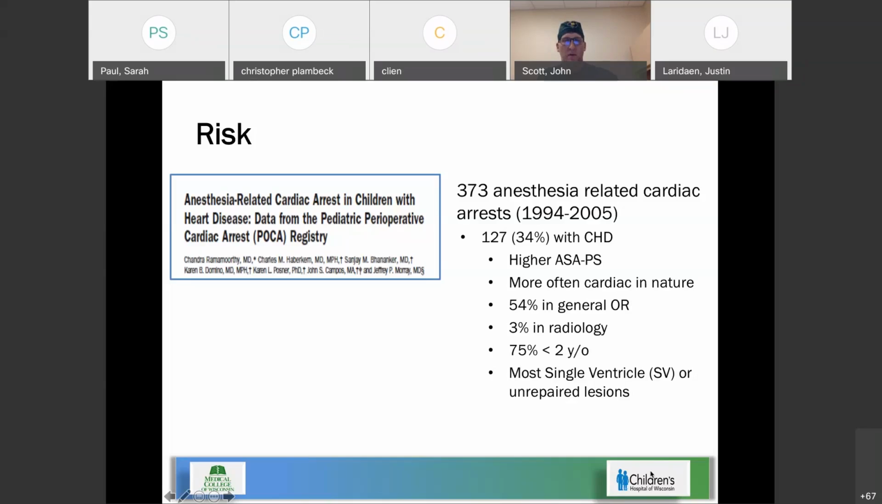More than half of the arrests occurred in the general operating room rather than in the cardiac OR or in the cath lab. About 3% occurred in the radiology suite. Three-quarters of the patients were under 2 years of age, and most of the arrests either had a single ventricle lesion or an unrepaired lesion.